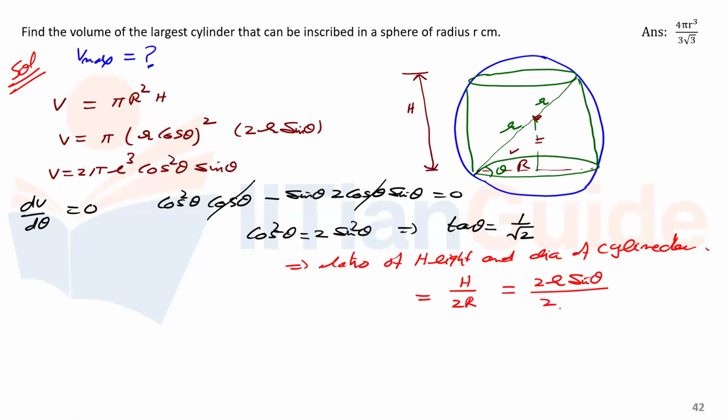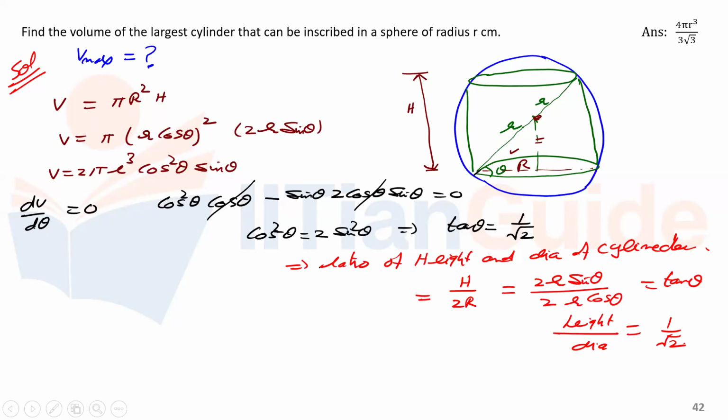I had calculated that was small r cos theta. Am I right or not? Tell me quickly. Okay. So what happens? 2r gets cancelled. I am getting its value to be tan theta, and tan theta is 1 by root 2. So height ratio diameter is tan theta, that is 1 by root 2. This will be a question. Clear? Clear to everybody? Tell me quickly.